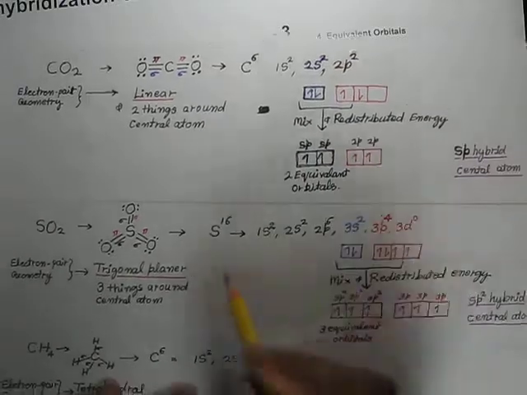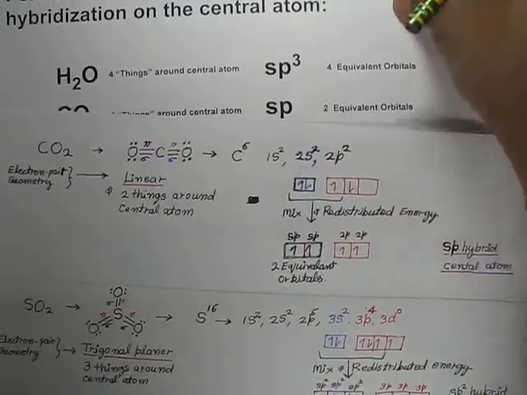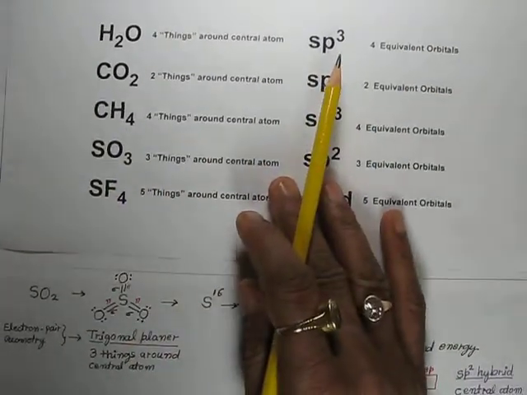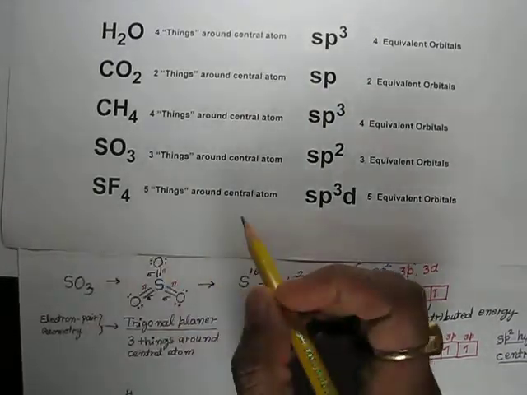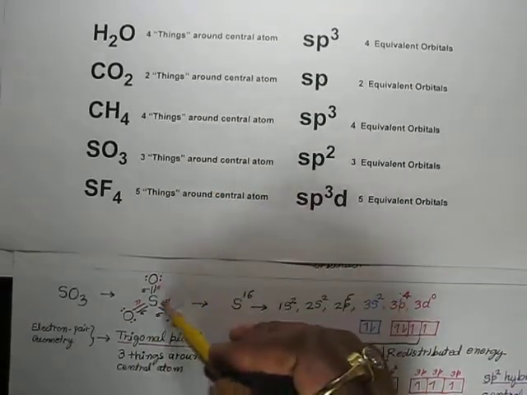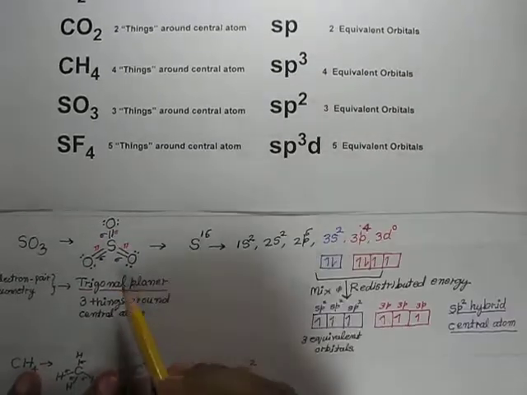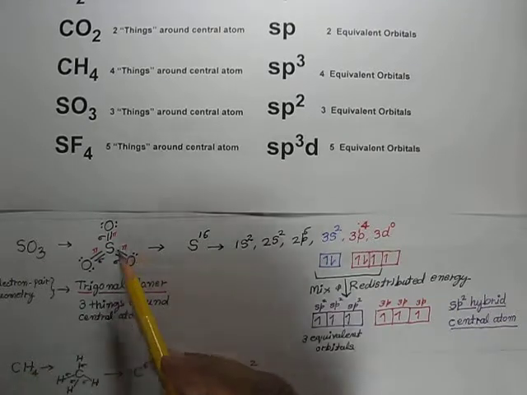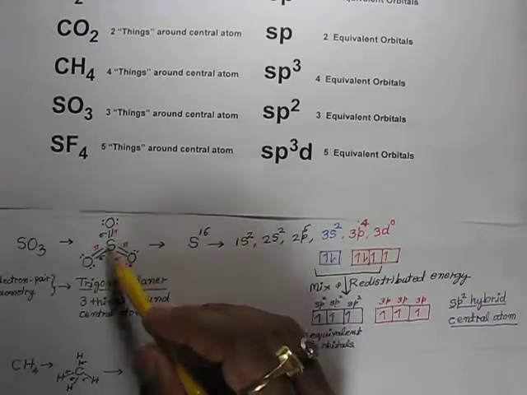So similarly, this is the example for sulfur trioxide. Basically, this is sulfur trioxide. In the case of sulfur trioxide, three things are around the central atom, and when you draw the Lewis structure of this one, you will notice that this is trigonal planar, and sulfur has 3 sigma bonds and 3 pi bonds.